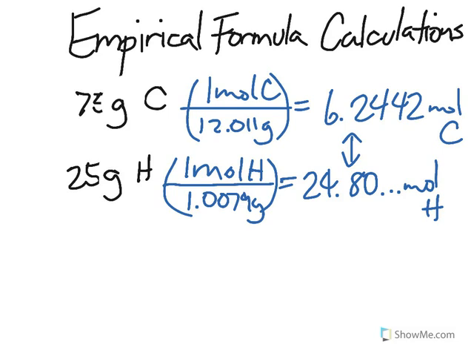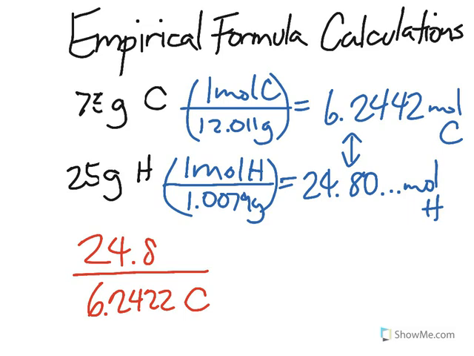Now, if you can't sort of visualize this right away, what you could do is just pick the quantity that you have the least of. In this case, we have the least amount of moles of carbon, and we're going to use it as a denominator in a ratio or a fraction. So let's write that out. 6.2442 moles of carbon down on the bottom, 24.80 moles of hydrogen on top. And when we plug this into our calculators, it comes out to be about 4.